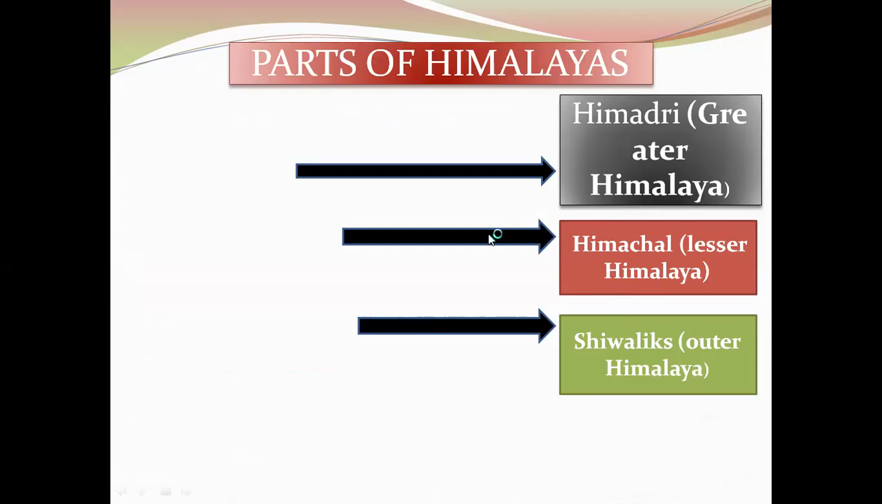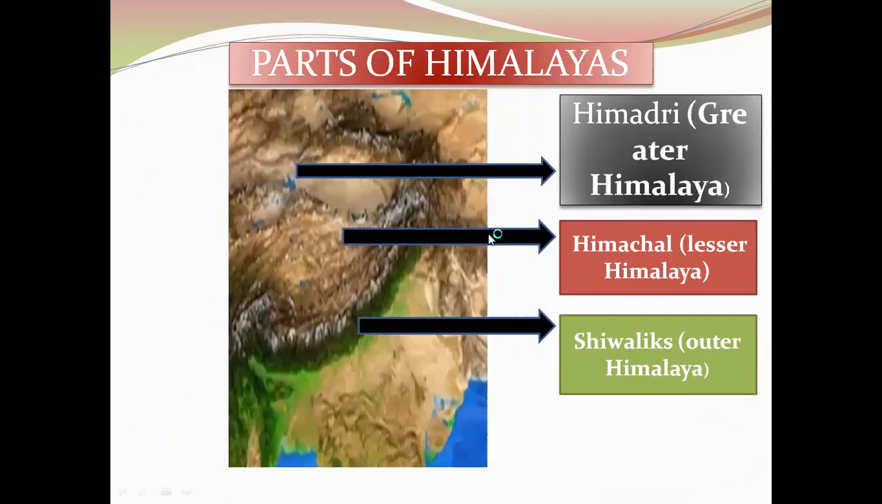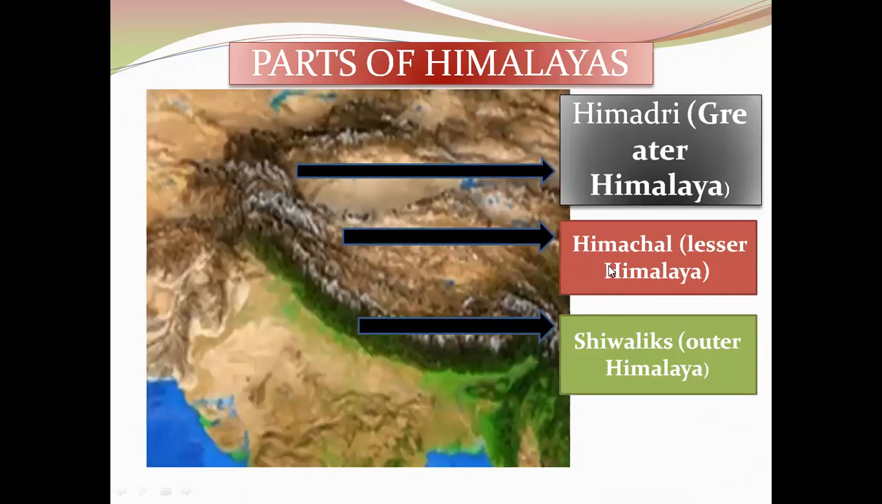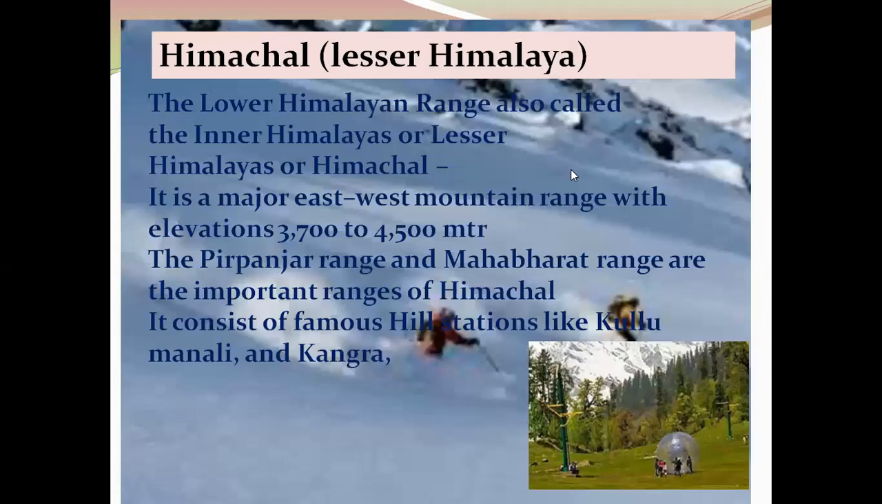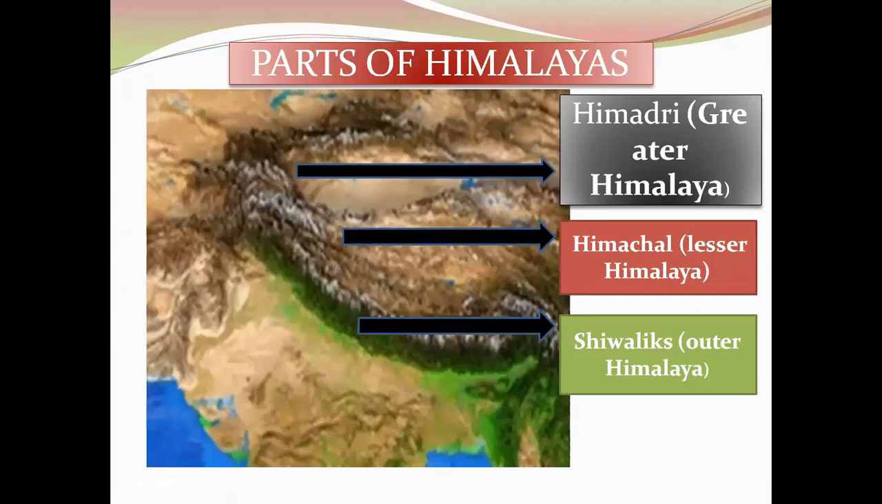So Himadri is also called the Greater Himalaya. Himachal is known as Lesser Himalaya, whose height is lesser than Himadri. Okay, so in this way we can see that Himachal is next, and Shivalik is found in the foot of the mountain, which means the least height of the Himalayan region. So we remember again: Himadri, Himachal, and Shivalik. Himadri is also called the Greater Himalaya. Himachal is also called the Lesser Himalaya, and Shivalik is called the Outer Himalaya.